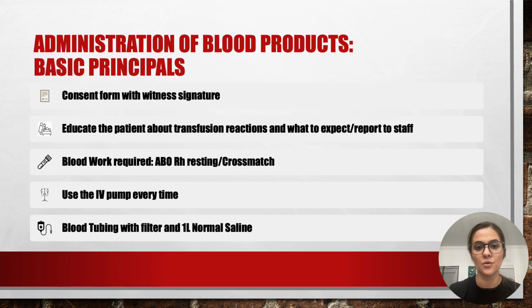Educating the patient about the transfusion reactions, what to expect, what to report is extremely important. Of course, getting the blood work before the blood transfusion, that's that ABO-Rh testing and the cross match. Using the IV pump every single time. Blood is never free hung unless it's a massive transfusion, in which case you'll use a rapid transfuser, which is essentially a pump in and of itself. And then, of course, the blood tubing with the filter is very important as well. That filter will remove any clots or any sediments that are left over in that blood. And we're always only hanging it with 1 liter of normal saline. Just be mindful of that.